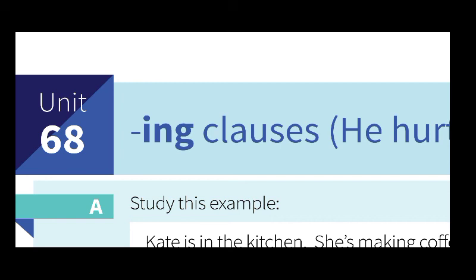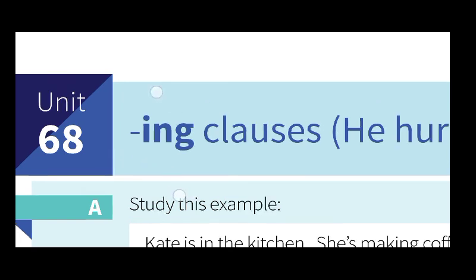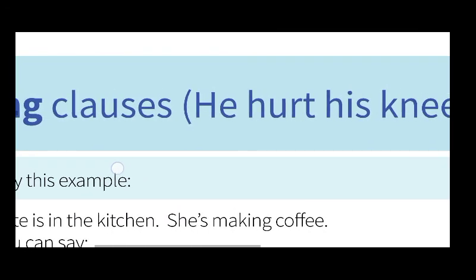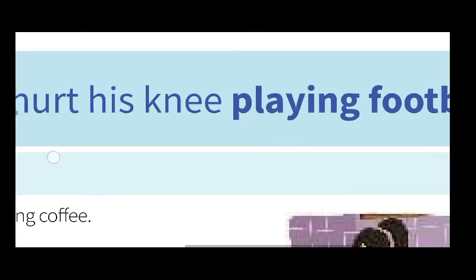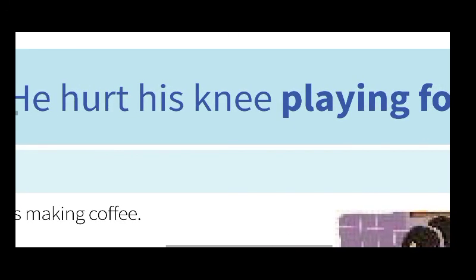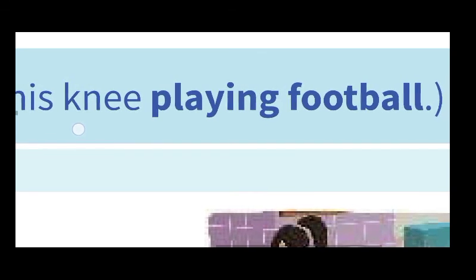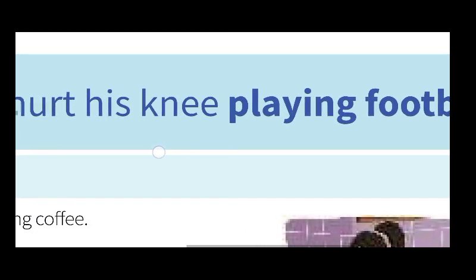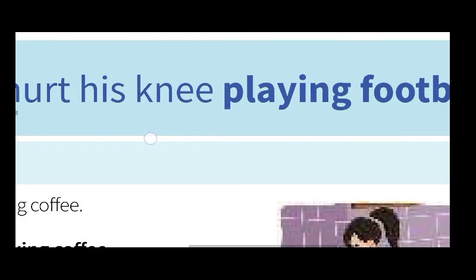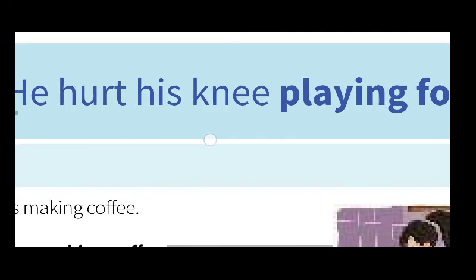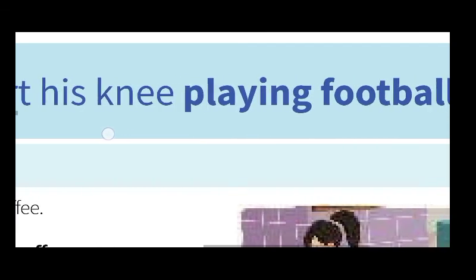Now, let's begin with Unit 68. We have -ing clauses. For example, he hurt his knee playing football. He hurt his knee: this is the main clause. Playing football is here called an -ing clause. The original was he hurt his knee while he was, or as he was, playing football.